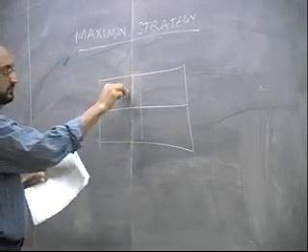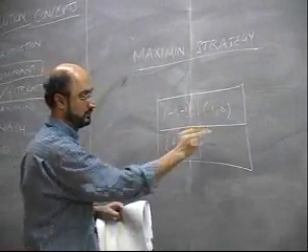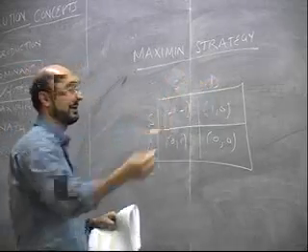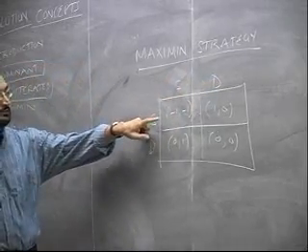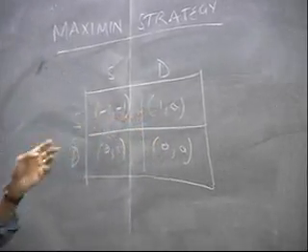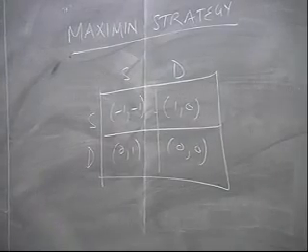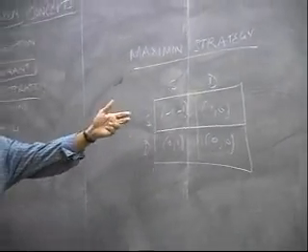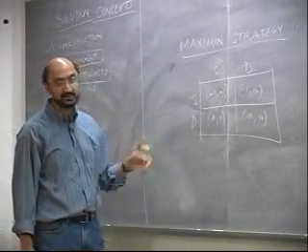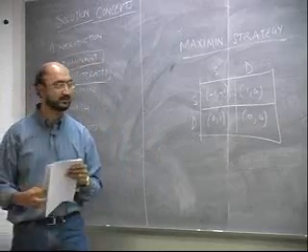Again, this is just a normal Wi-Fi game. If both people send, they both get -1. If they differ, one gets 0 and the other person gets 1. If both defer, they both get 0, right? So 0 means you got nothing, 1 means you made progress, -1 means you tried to send but you lost. It's a fairly reasonable modeling. What's the Maximin strategy for this game? So the way you think about it is like this.